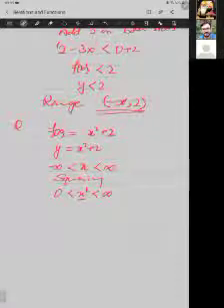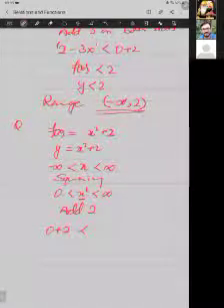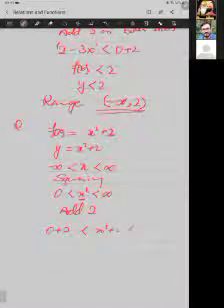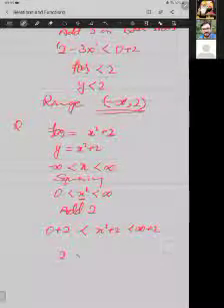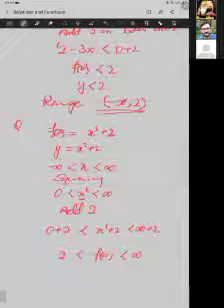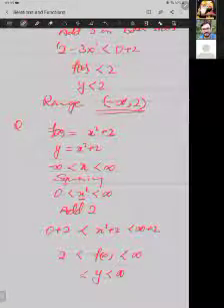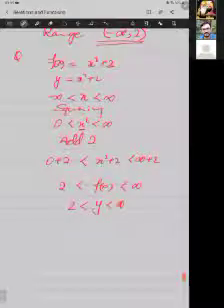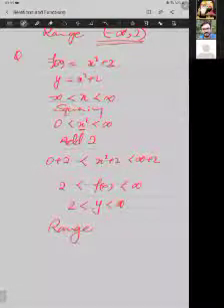Now add 2 on both sides. So 0 plus 2, x square plus 2, infinity plus 2. So 2 is less than or equal to fx, which is less than infinity. Infinity plus 2 will remain infinity, and this is said as y. Y is less than infinity and greater than or equal to 2. It means the range is 2 to infinity.